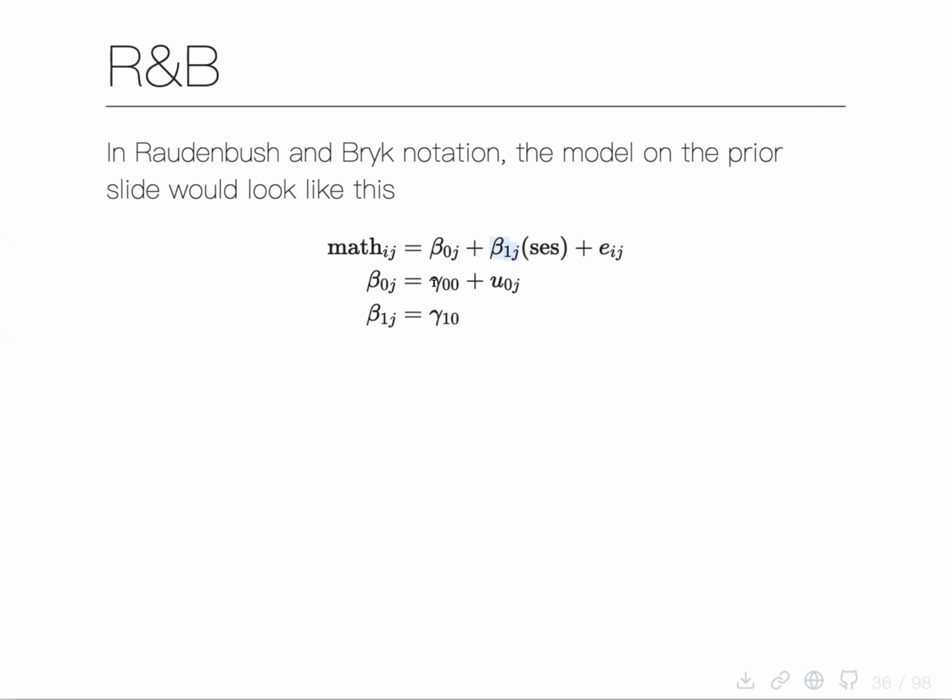So beta 0j is modeled by gamma 00 plus U0j. So U0j is now our random effect, right? We're saying that this intercept, beta 0j, is randomly varying across schools. And then beta 1j is equal to gamma 10. And there's no random effect here because we're just saying that's going to be fixed across schools.